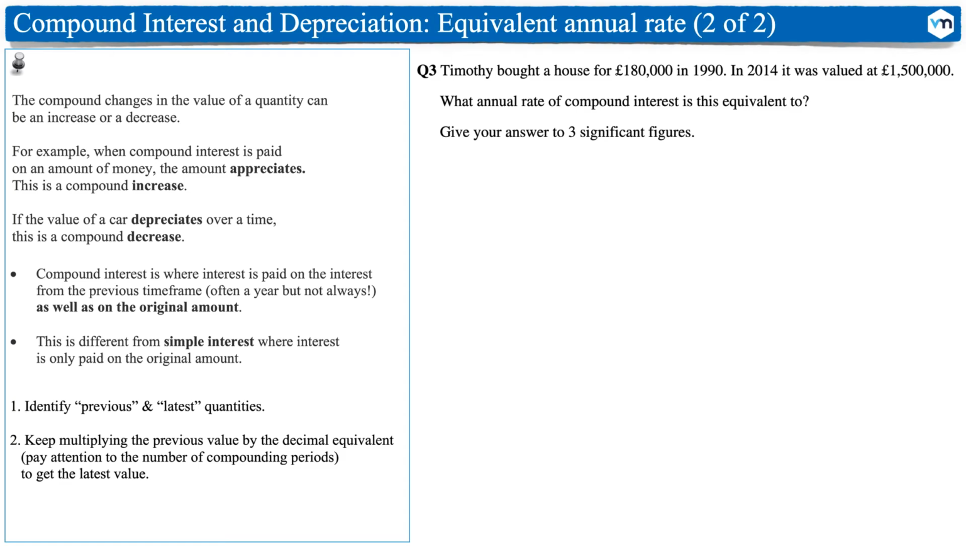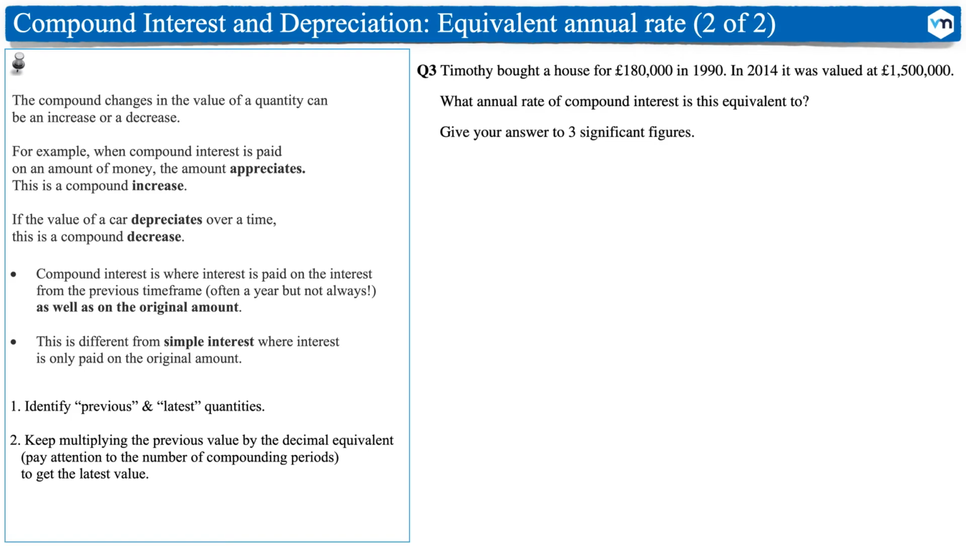Now we're told that in question 3, Timothy bought a house for £180,000 in 1990, and that in 2014 it was valued at £1,500,000. The question continues, what annual rate of compound interest is this equivalent to? Give your answer to 3 significant figures.